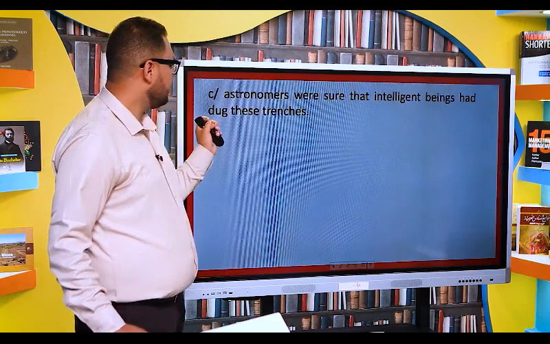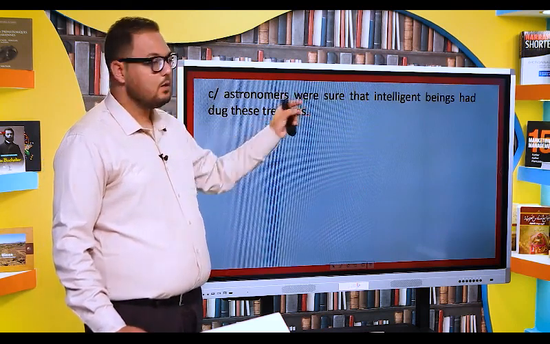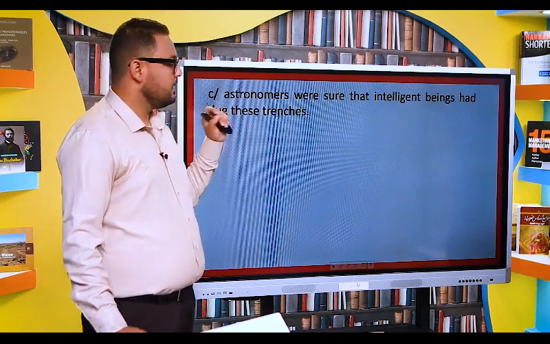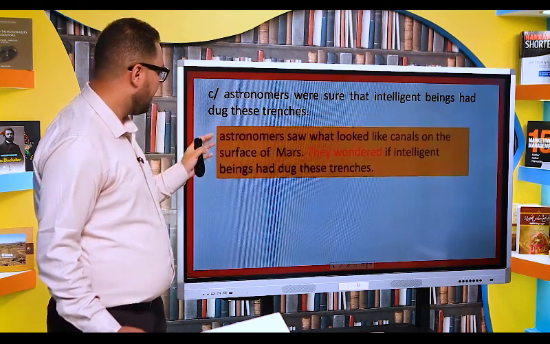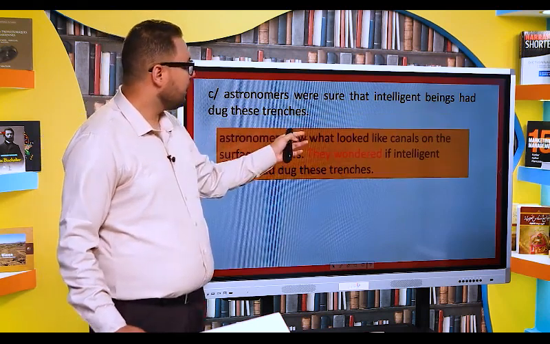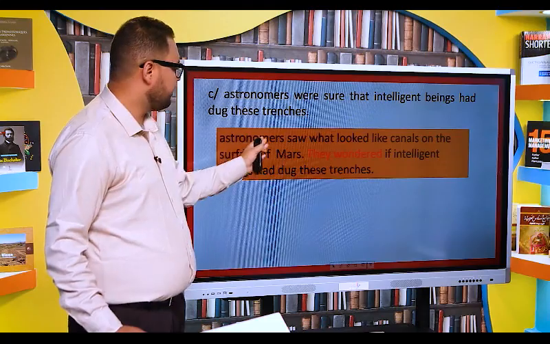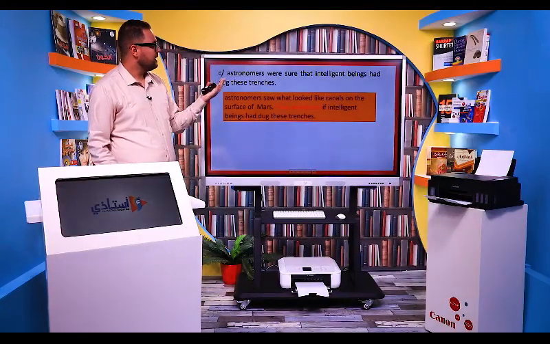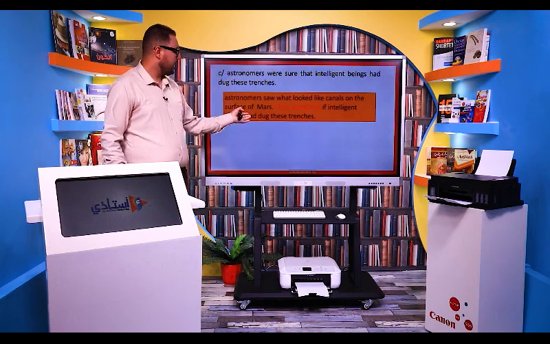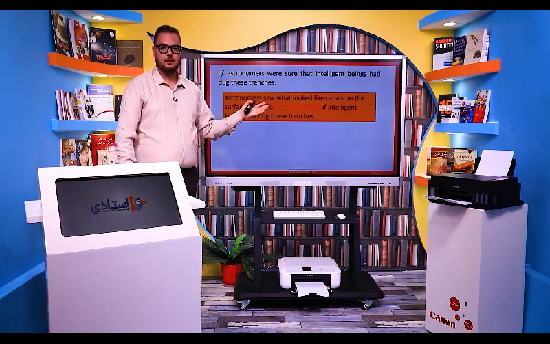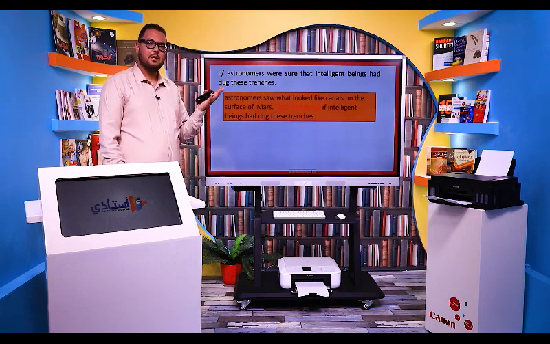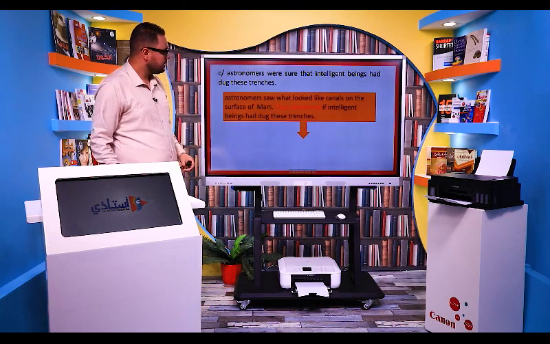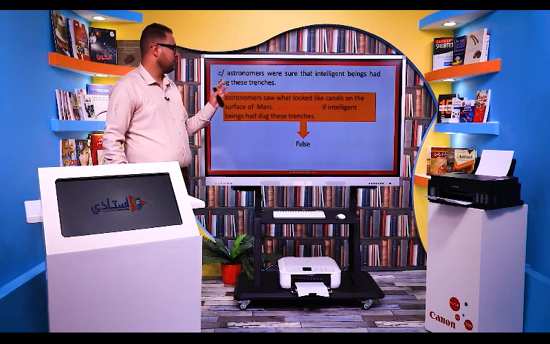The next one, C. Astronomers were sure that intelligent beings had dug these trenches. In the text, we have astronomers saw what looked like canals on the surface of Mars. They wondered, they asked if intelligent beings had dug these trenches. When asking about something, we are not sure. So here, this sentence is false.